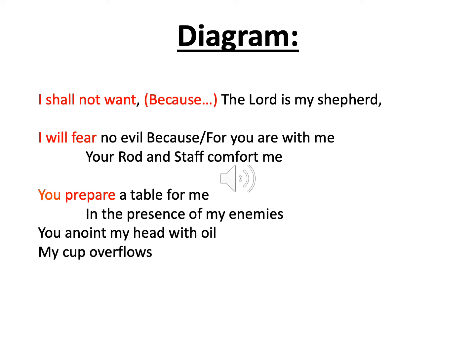We have two additional clauses in verse 5 that pose some difficulty. You prepare a table for me in the presence of my enemies is followed by, you anoint my head with oil and my cup overflows. You anoint my head with oil and my cup overflows are both perfect verbs, whereas you prepare a table for me is actually an imperfect. You will prepare a table for me in the presence of my enemies.